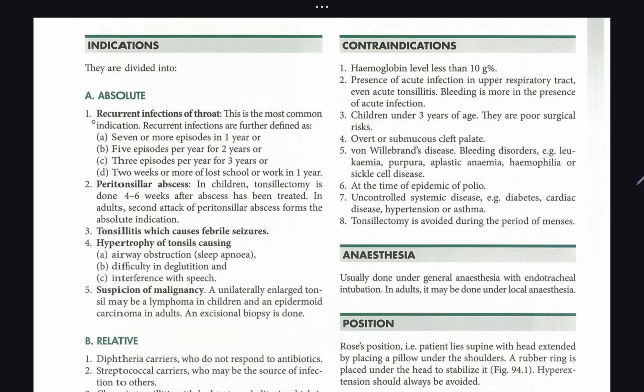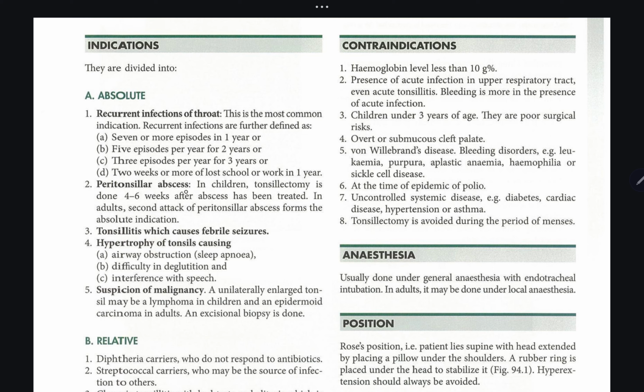Absolute indications are: 1. Recurrent infections of throat. This is the most common indication. Recurrent infections are further defined as: A. 7 or more episodes in 1 year, or B. 5 episodes per year for 2 years, or C. 3 episodes per year for 3 years, or D. 2 weeks or more of lost school or work in 1 year.